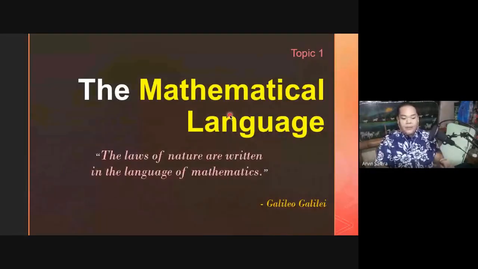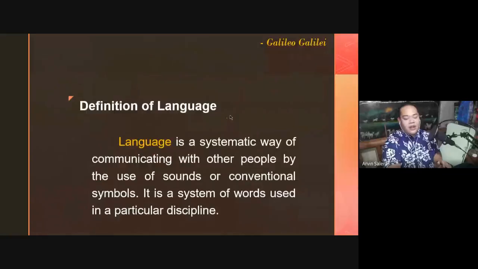Okay, so topic 1, the mathematical language. According to Galileo Galilei, the laws of nature are written in the language of mathematics. For those who do not know Galileo Galilei, he is the famous scientist and mathematician who discovered the telescope.